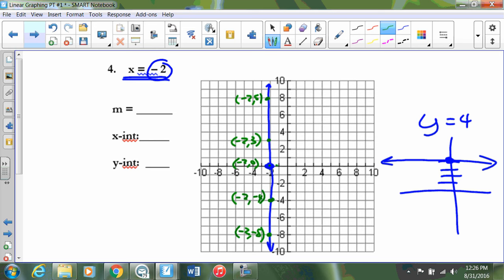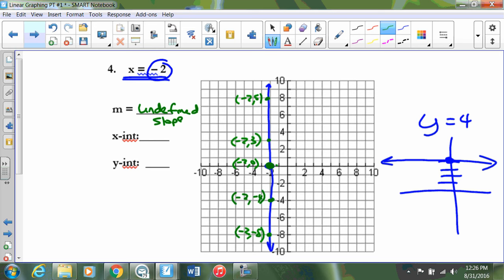So let's look at what they're asking us. They're asking us for the slope. It is undefined. Any vertical line has an undefined slope. It asks me for my x-intercept. Well, this is the x-axis. This is where the line is intersecting it.